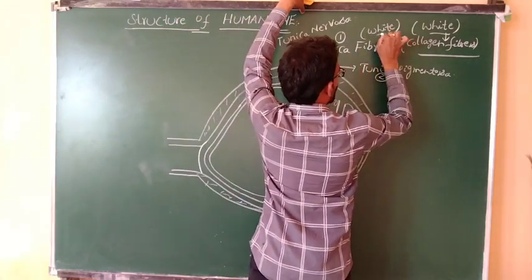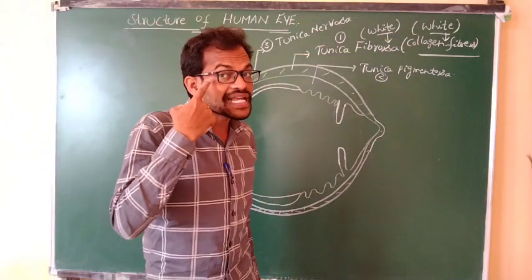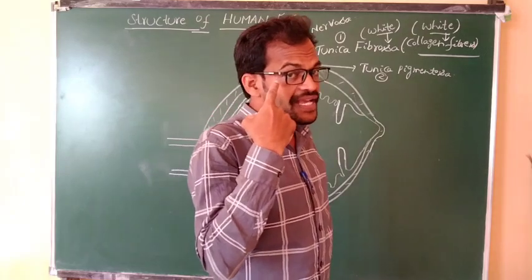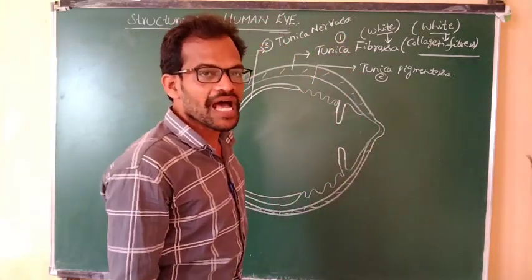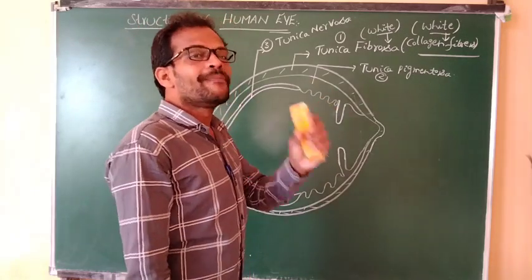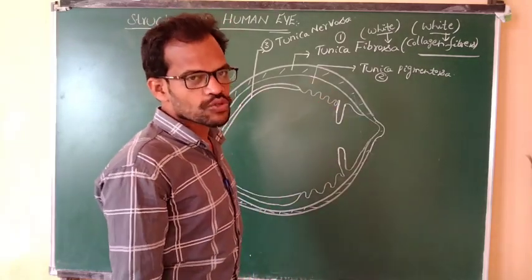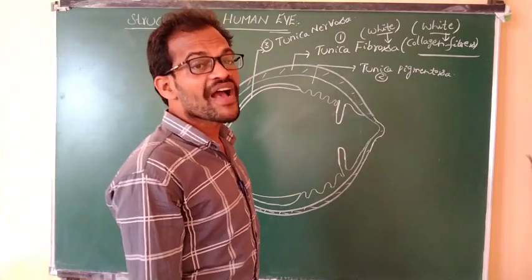What is the color? White in color. If you observe the white in our eye, what is the white? It is the tunica fibrosa. Made up of collagen fibers. Okay. No blood vessels. The blood vessels are also absent. It is avascular, non-vascular.